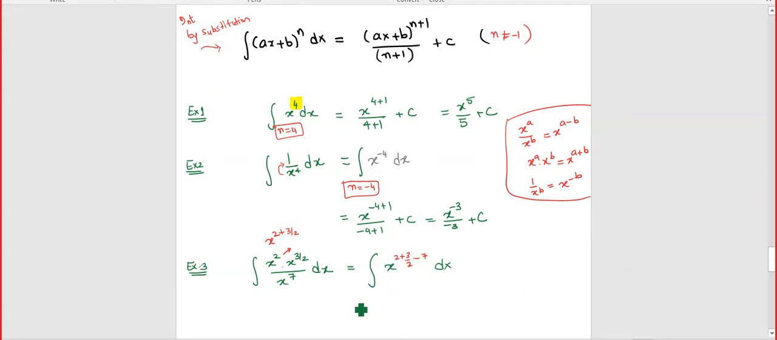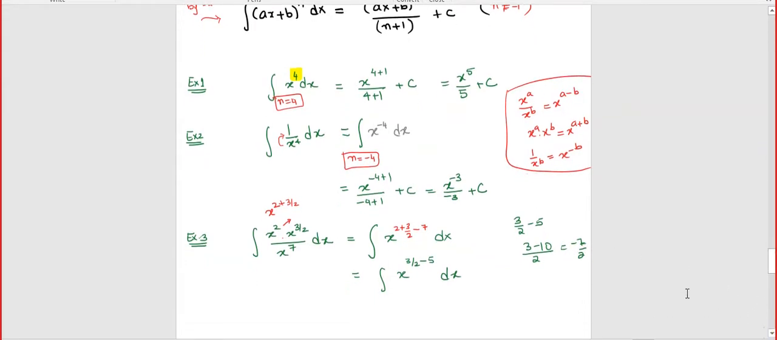Then simplify it. So what we get is the integration of x to the power 3 over 2 minus 5 over 2 minus 7 dx. If you simplify 3 over 2 minus 5, this gives you (3 minus 10) over 2, which is minus 7 over 2. Okay, again which is a value other than minus 1. So you get the integration of x to the power minus 7 over 2 dx.